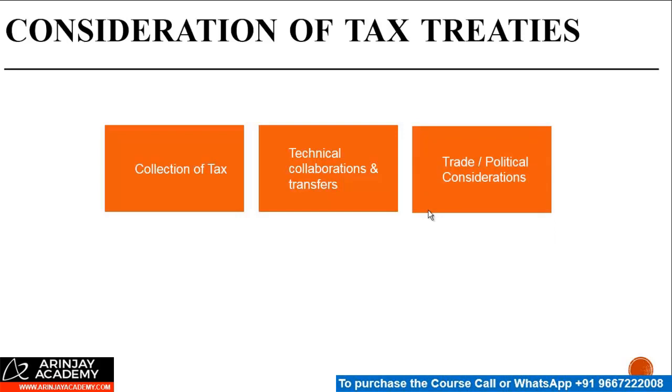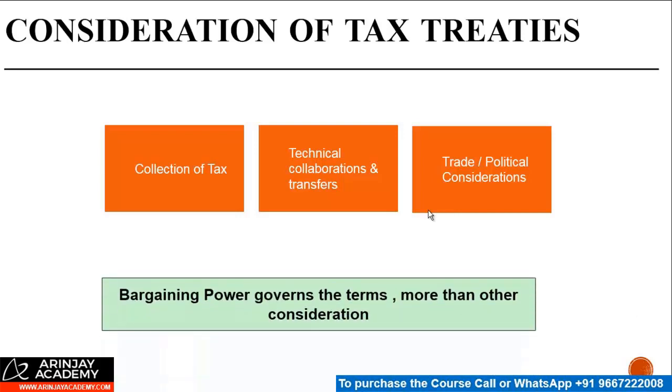The third is trade and political consideration. Obviously, if a large amount of trade can happen into a country by providing some tax benefits, the countries will consider that while entering into a treaty. And of course, wherever you have friendly relationships at a political level with a country, you are likely to provide them more benefit, or you'll be more flexible in your approach in terms of the revenue sharing vis-a-vis a country where you may not have any political advantages.